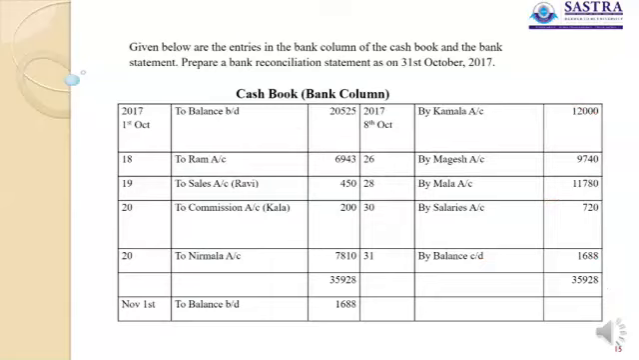Another example given below are the entries in the bank column of the cash book and the bank statement. Do understand, the given below are the entries in the bank column of the cash book, and prepare the bank reconciliation statement as on 31st October 2017. So come here, see here, balance brought down is 20,525 in cash book. So receipt, favorable balance, put it as favorable.